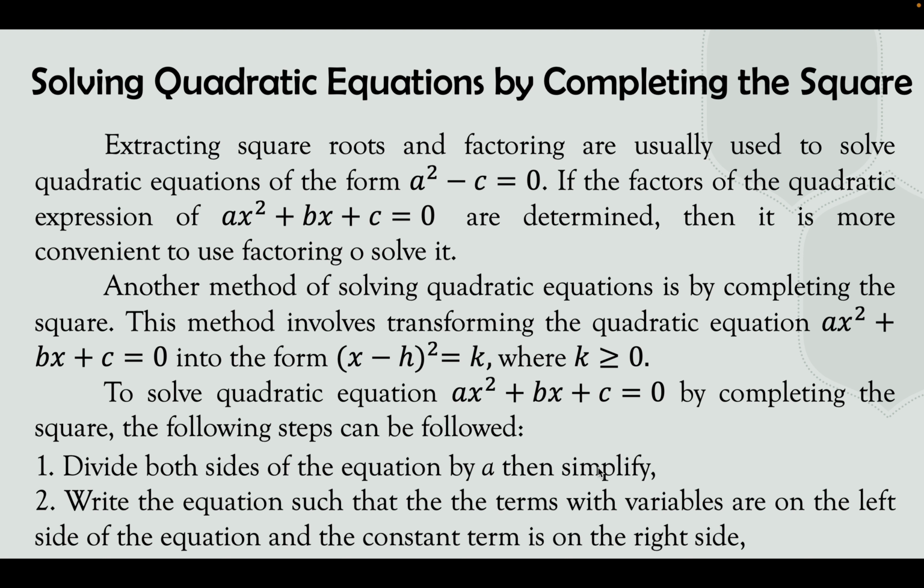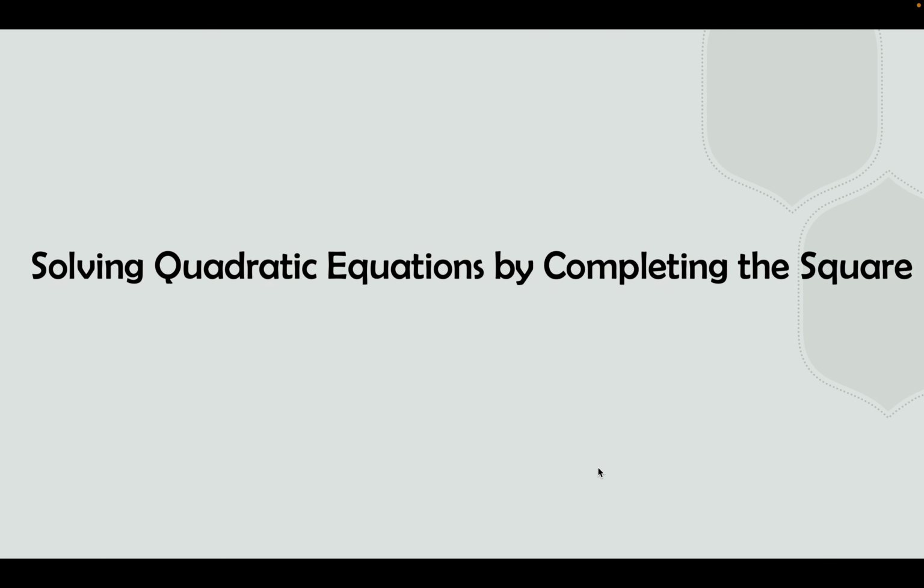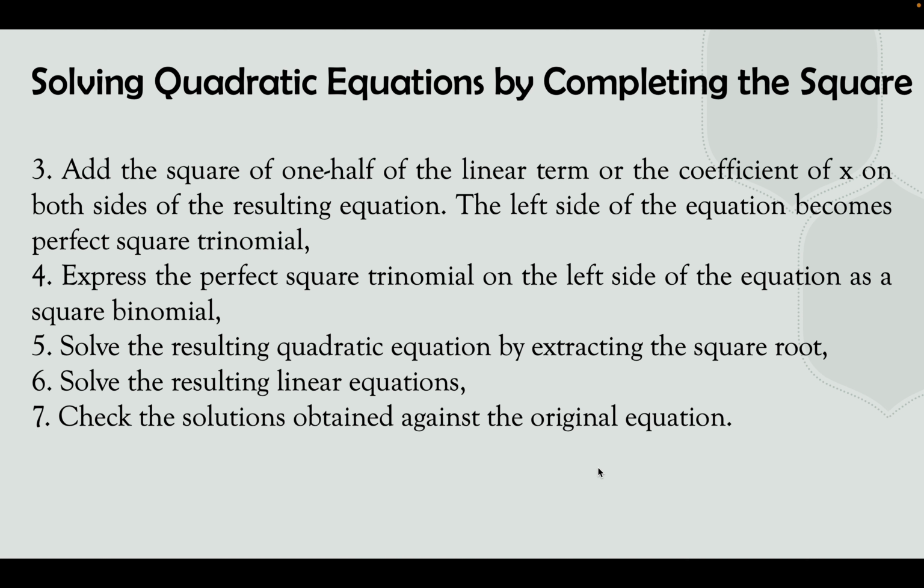First, divide both sides of the equation by a, then simplify. Second, write the equation such that the terms with variables are on the left side and the constant term is on the right side. Third, add the square of 1/2 of the linear term, or the coefficient of x, to both sides of the resulting equation. The left side of the equation becomes a perfect square trinomial.